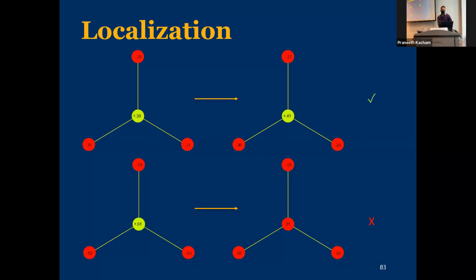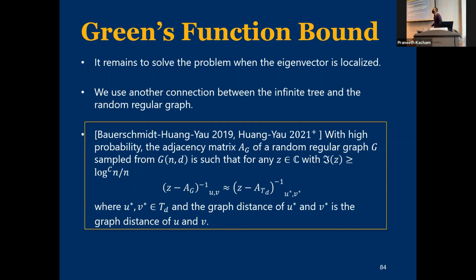Okay. So what we need to do now is solve the problem if the Gaussian that we're close to has variance 0, which is equivalent to saying solve the problem if our eigenvector is localized. So what we'll use is another connection between the infinite tree and the random regular graph, which says that the entries of the Green's function of a randomly selected regular graph approximate the entries of the Green's function of an infinite tree.